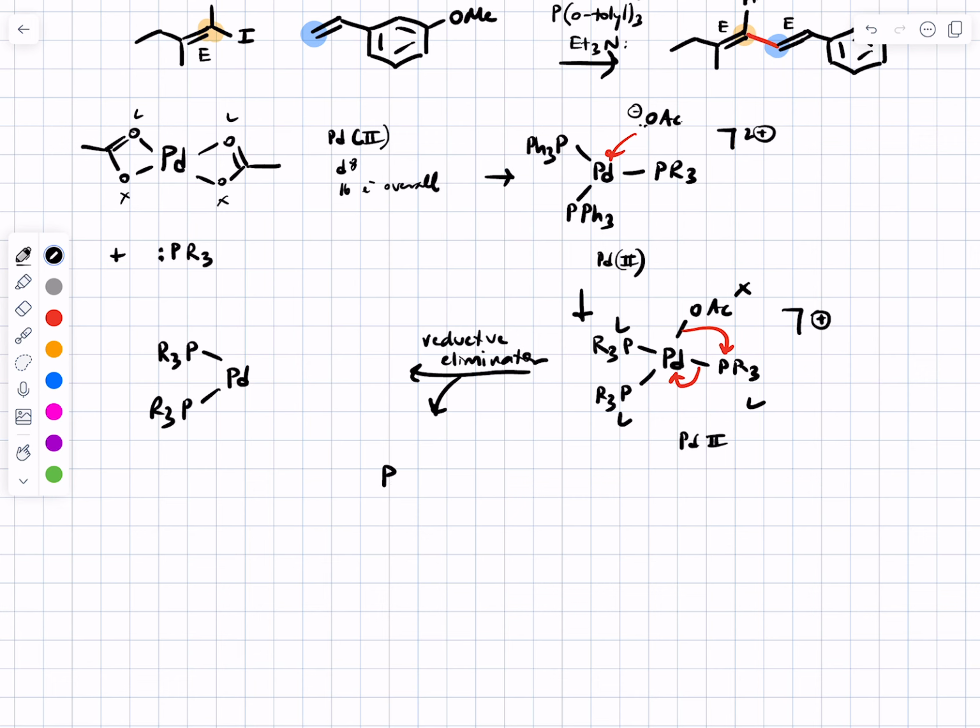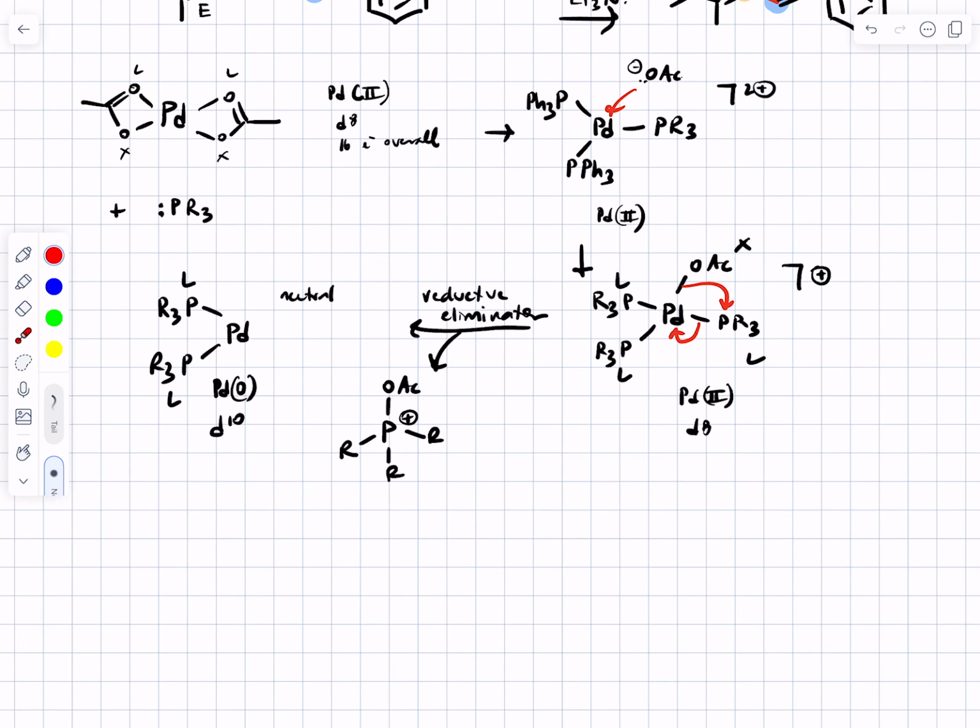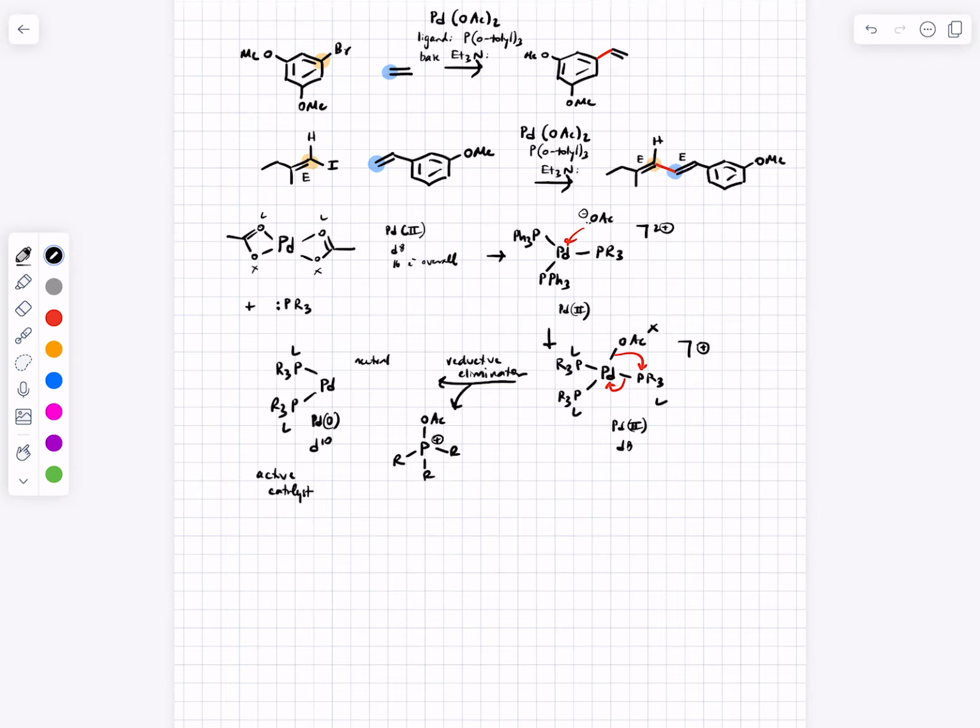It'll be easier to see what's happening here if we follow along. We've lost this weird phosphorus species. There goes our positive charge. The remaining complex is neutral, which means we've gone back with 2 L-type ligands. We've gone back to palladium 0, 10 d electrons. How did we get from d8 to d10? Well, the 2 electrons that were in this phosphorus-palladium bond go back onto the palladium. Effectively, palladium gets reduced, and that is now your active catalyst in the Heck reaction.